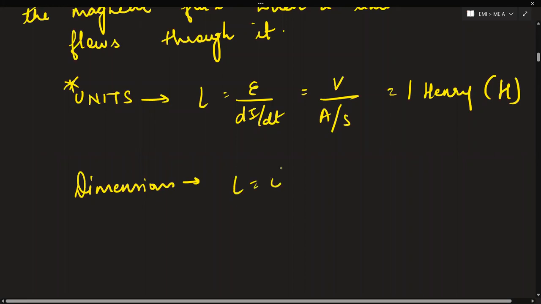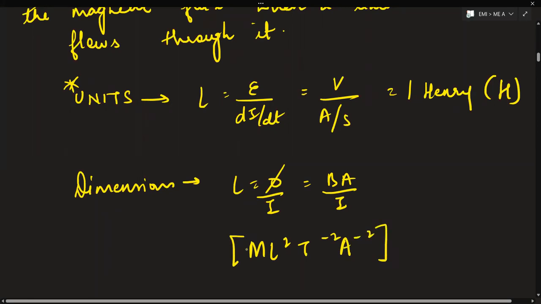Using this, you can calculate phi divided by I, and phi you can write as BA divided by I. Magnetic field, you know, area, you know. So when you solve this, I'm writing it directly. If you want, I can show you the calculation as well. This is the dimension. Fine, so this is the phenomenon of self-induction.